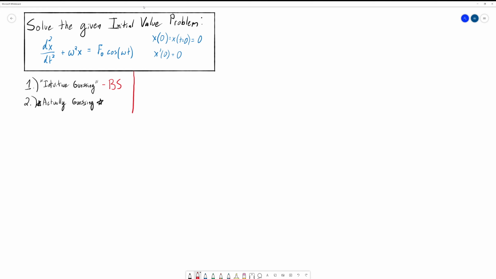So we're going to look at this equation. I'm going to rewrite it using the prime notation for ease of notation. So the second derivative of x with respect to t plus omega squared times x equals f naught cosine of omega t. And I'm going to write this just as equation 1 because I'll be referring to it a lot.